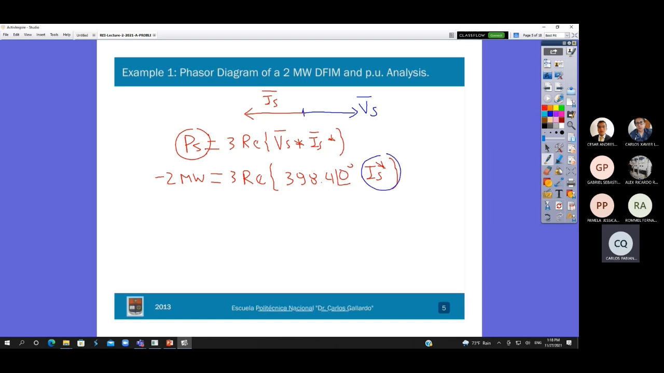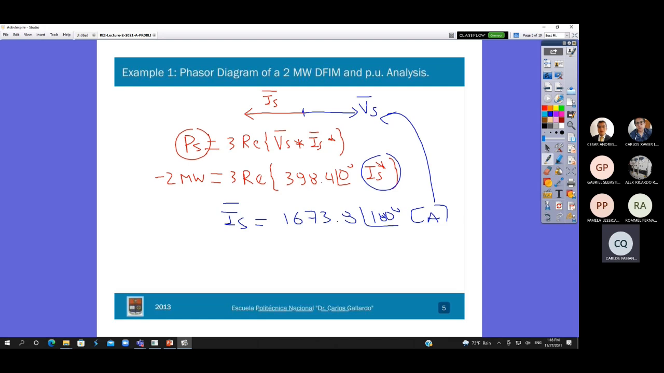So isolating from this equation, the stator current is equal to 1673.8 with 180 degrees amps, because this is a hypersynchronous operation.